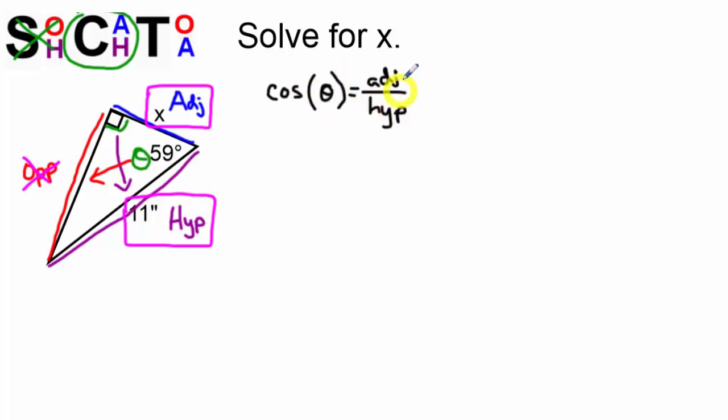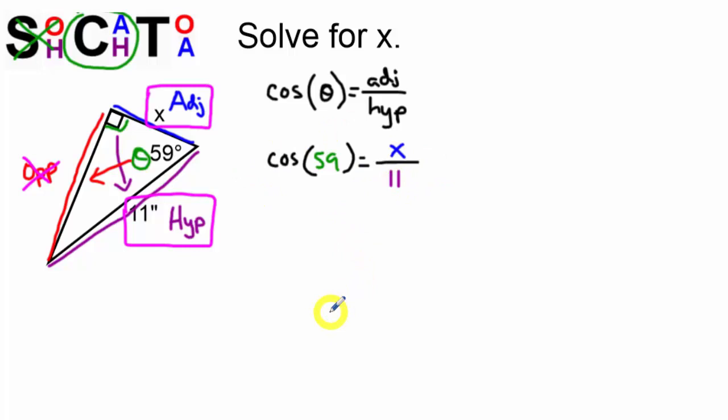Let's fill in this formula with the three measurements. We have the measurement for theta, which is what we'll start with. The measurement for theta is 59 degrees, so we'll put the 59 in the parentheses. On top of the fraction, we need the number for adjacent, which in this case is the variable x. And then in the denominator, we have the hypotenuse. That measurement is the 11 inches. So now we have the formula filled in.